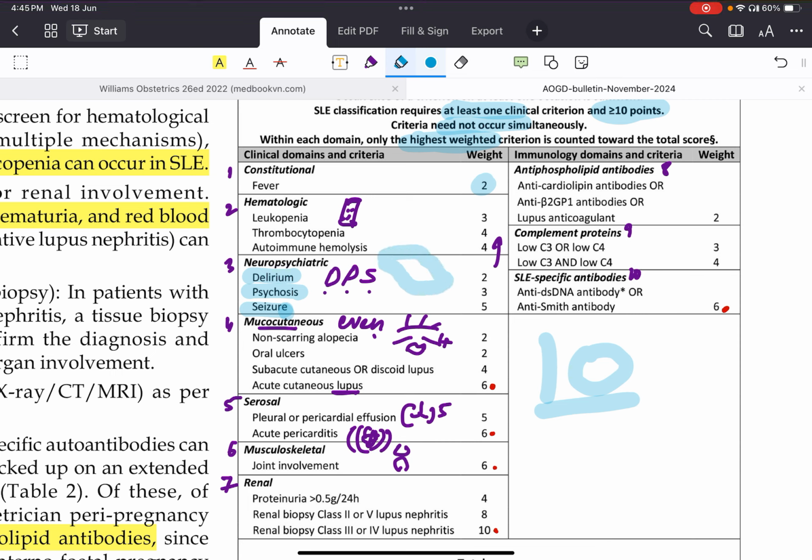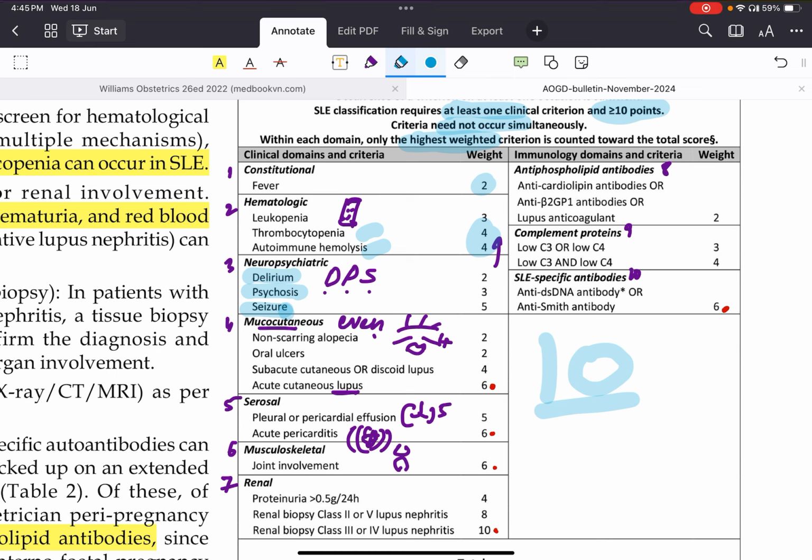Now coming to the brain. In the brain you have DPS: delirium, psychosis, and seizures. You'll give 2, 3, 4. No, 4 is absent, since 4 went to blood with thrombocytopenia and hemolysis. So you give 2, 3, 5 for DPS.